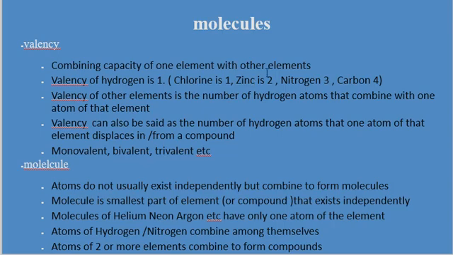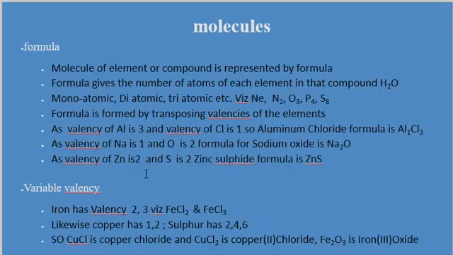We have seen zinc valency is 2, nitrogen 3, carbon 4. The valency of zinc is 2, sulfur is 2. So it should actually become Zn2S2. But because both are 2, we write it as ZnS. Zinc sulfide is ZnS. This is sodium oxide. Aluminium chloride. This is water. This is how the molecules are formed.